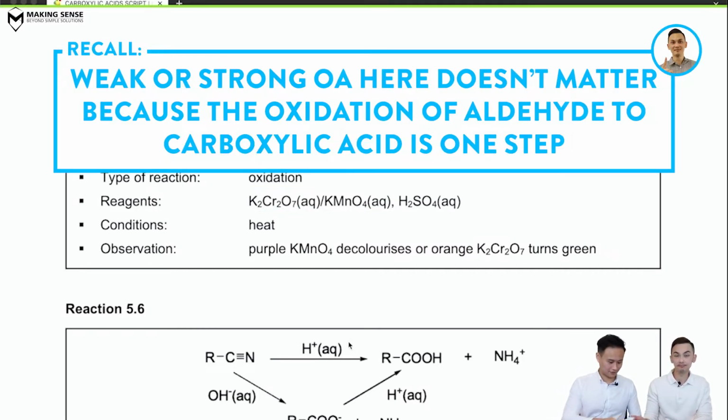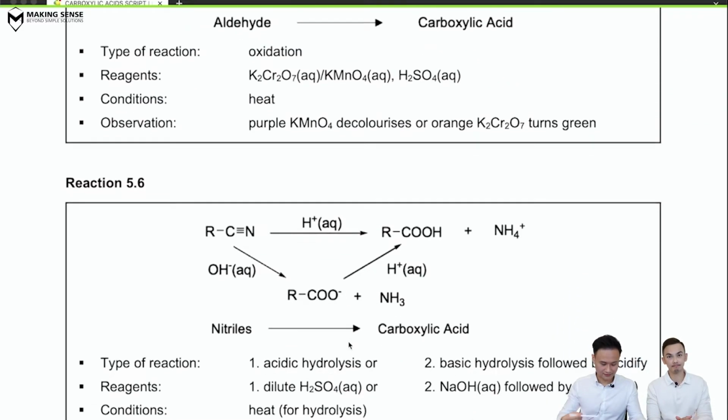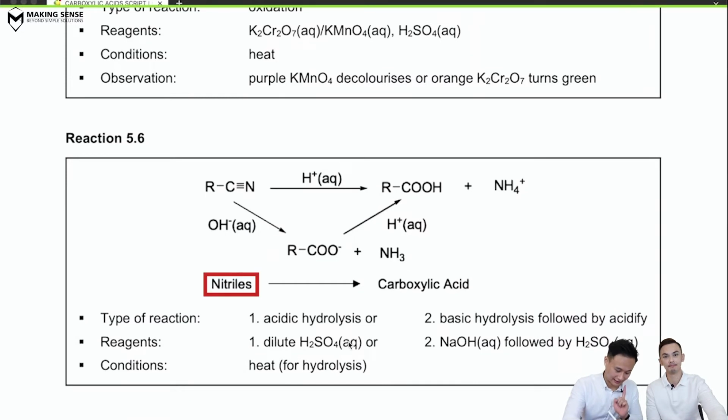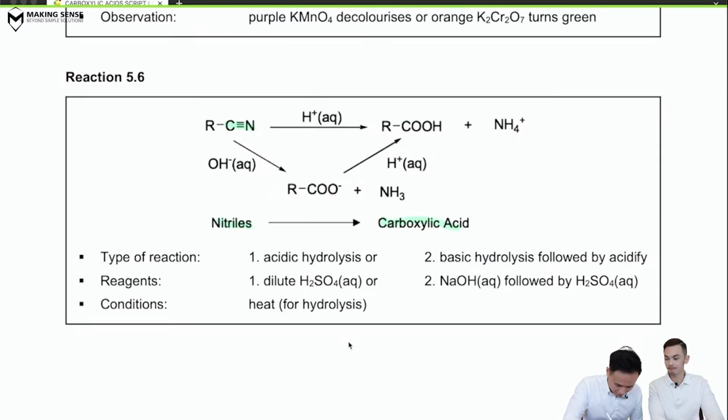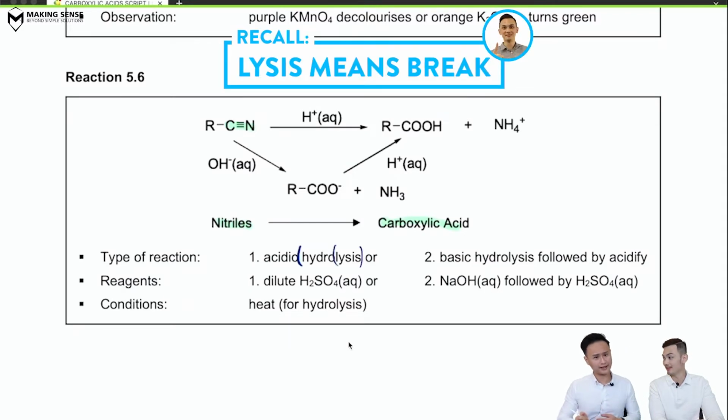Now, in reaction 5.6, we're again looking at the preparation of carboxylic acids, but from here we're going to take a nitrile functional group, your C triple bond N bonded to an R group, and convert it to a carboxylic acid. Now guys, recall that we have hydrolysis here. Mr. William, can you remind me, what does lysis mean? Lysis means you're going to break. Yeah, so we're going to break this.